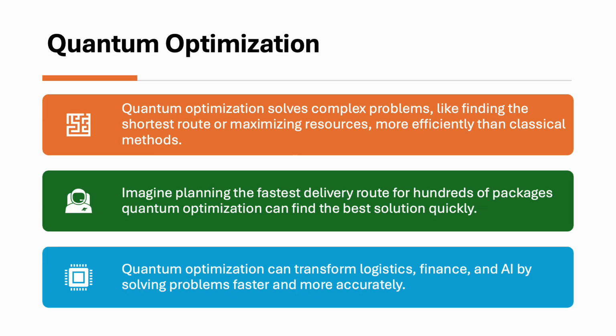Quantum optimization solves complex problems like finding the shortest route or maximizing resources more efficiently than classical methods. Imagine planning the fastest delivery route for hundreds of packages. Quantum optimization can find the best solution quickly. Quantum optimization can transform logistics, finance, and artificial intelligence by solving problems faster and more accurately. Let's look into this in a little bit more depth.